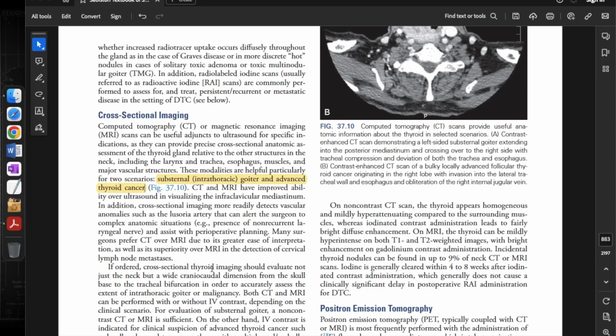CT and MRI have improved ability over ultrasound in visualizing the infraclavicular mediastinum. In addition, cross-sectional imaging more readily detects vascular anomalies such as the lusoria artery that can alert the surgeon to complex anatomic situations, for example, presence of a non-recurrent laryngeal nerve, and assist with perioperative planning. Many surgeons prefer CT over MRI due to its greater ease of interpretation, as well as its superiority over MRI in the detection of cervical lymph node metastasis.